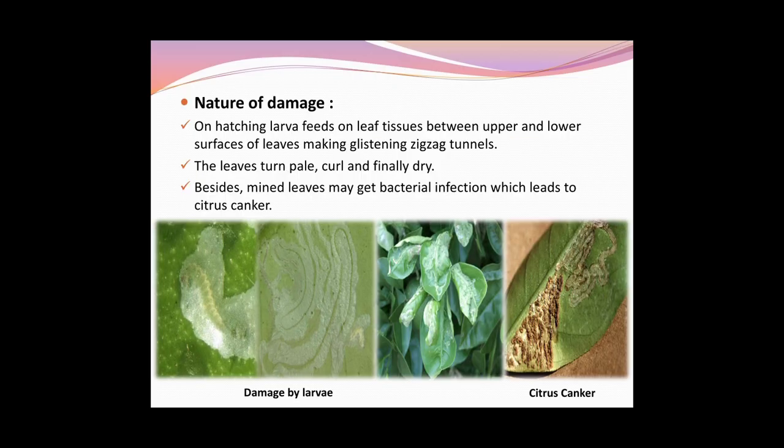The next point is nature of damage. On hatching, larva feeds on the leaf tissues between upper and lower surface of the leaves, making glistening zigzag tunnels. After that, the leaves turn pale, curl and finally dry. Besides, mined leaves may get bacterial infection which leads to citrus canker. So in this image we can see the damage by larva making the zigzag tunnels, and in last image we can see the citrus canker. So these are the nature of damage by the citrus leaf miner.